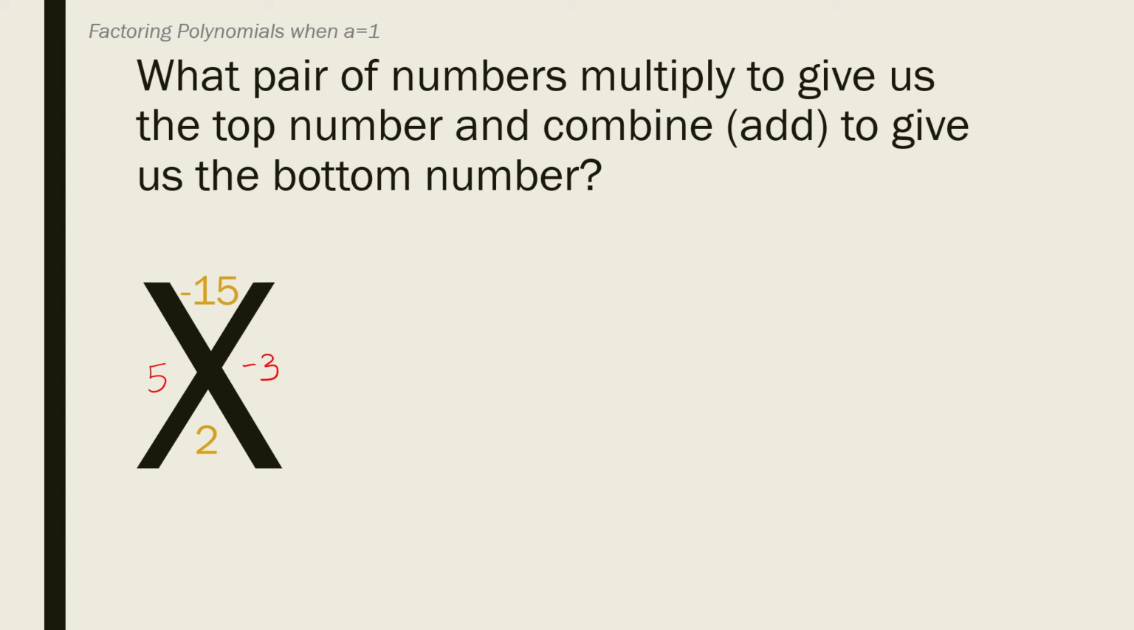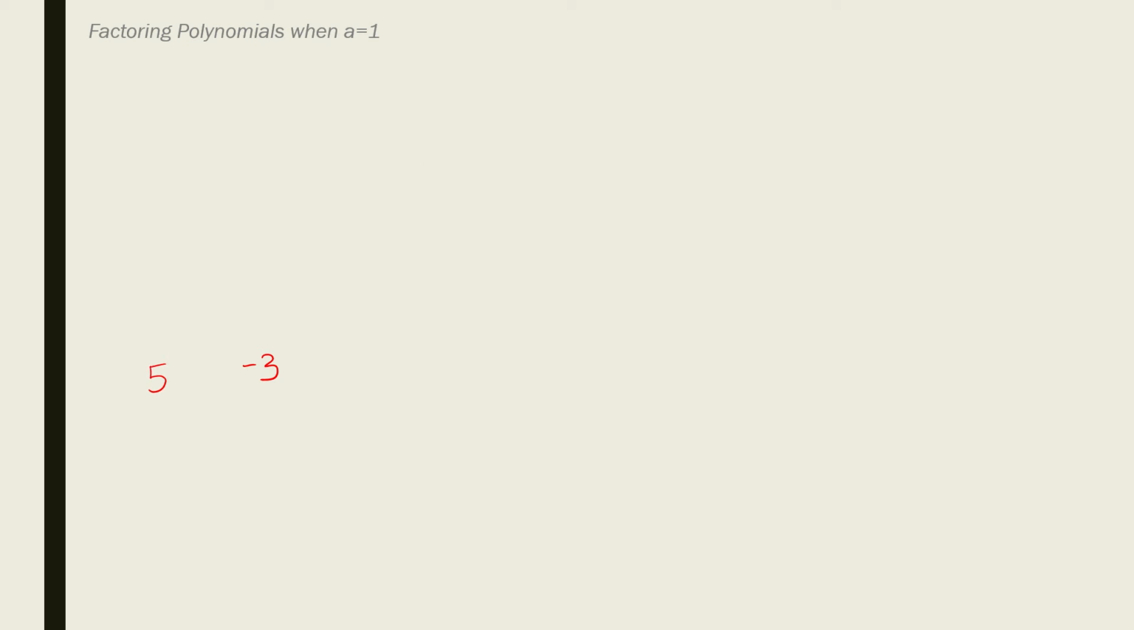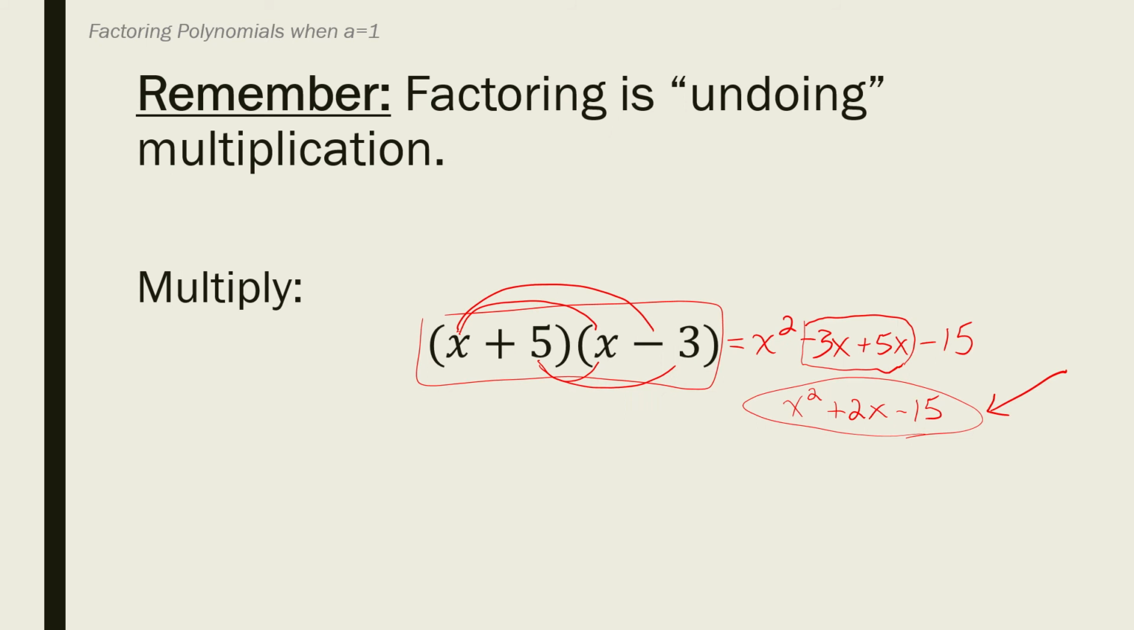Doesn't matter what order. Commutative property of multiplication, they can be in a different order and get us the same thing. 5 times -3 is -15, and 5 plus -3 gives us +2. So now you're wondering, why did we just do that? If we take a look back, you'll notice I had a +5 here and a -3 here. Those are the 2 numbers that we just came up with.